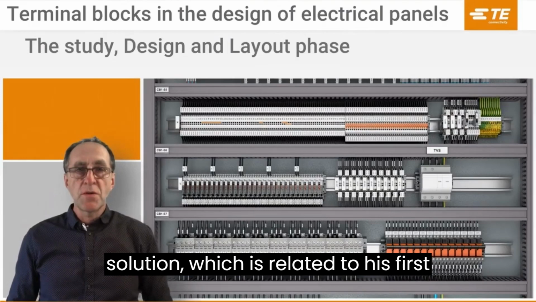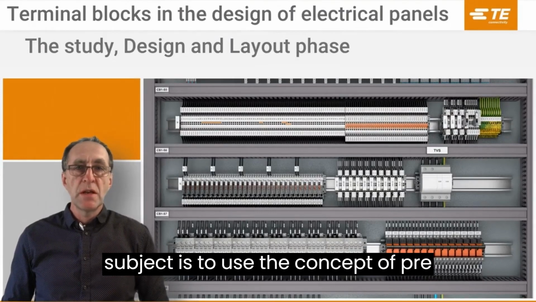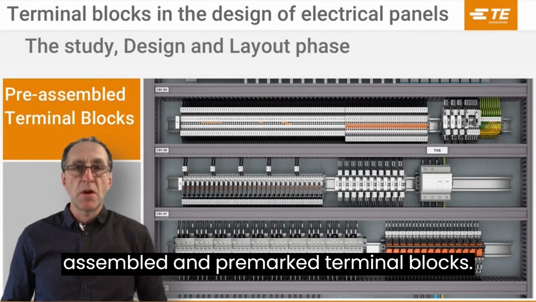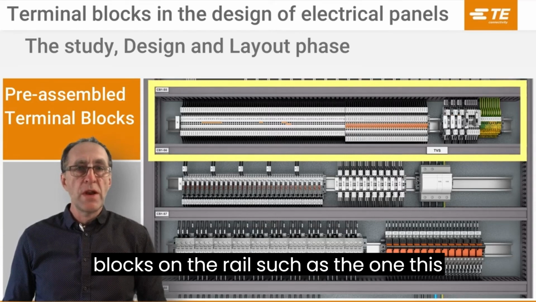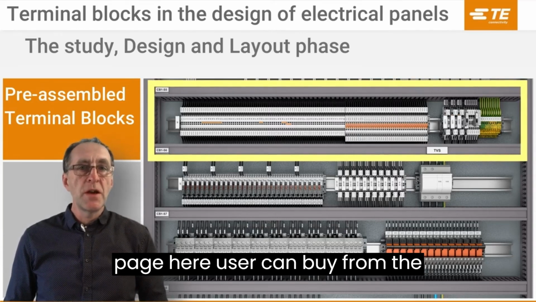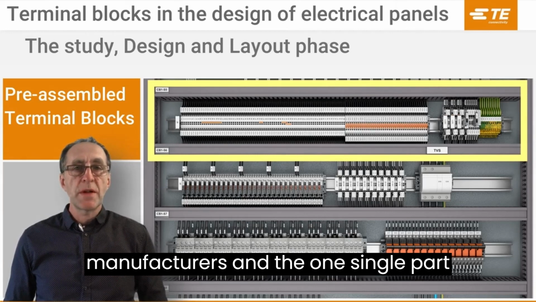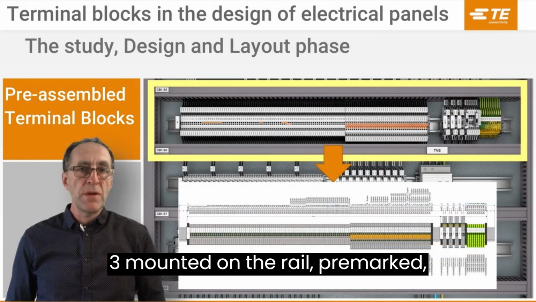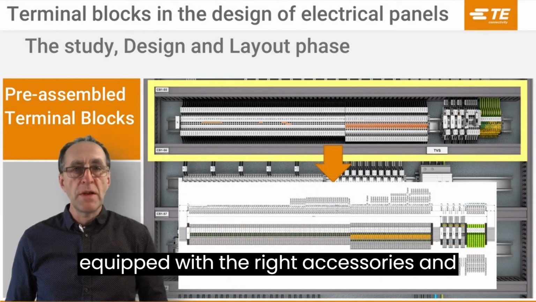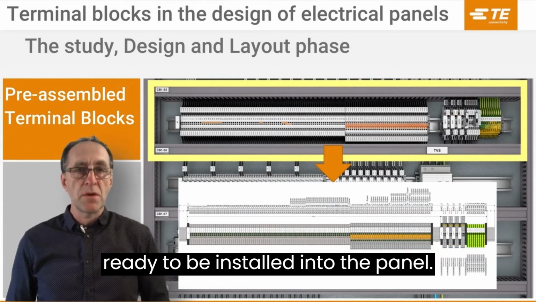The second solution, which is related to this first subject, is to use the concept of pre-assembled and pre-marked tower blocks. Instead of installing one by one all tower blocks on the rail, such as the one displayed here, users can buy from the manufacturers under one single part number a complete set of tower blocks pre-mounted on the rail, pre-marked, equipped with the right accessories, and ready to be installed into the panel.